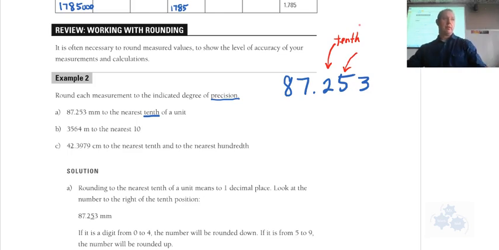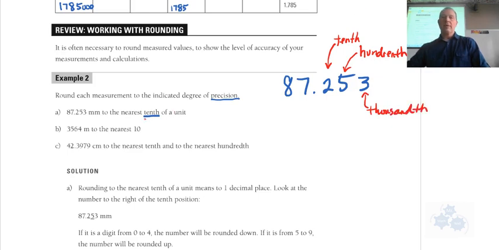Tenth. Is it? Are you just saying what someone else said? It is. It's the hundredth, tenth, hundredth. What's next? The next is the thousandth. Good. Okay. So let's just start with that.